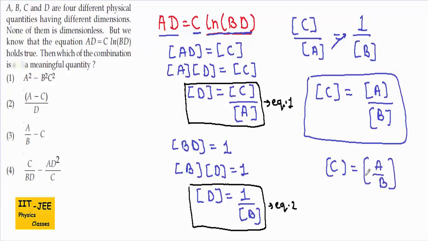So these two quantities have the same dimension, so they can be added or subtracted. You know the rule. The rule says quantities with the same dimension can be added or subtracted. So here you can see choice number 3. There A over B and C are being subtracted, and they both have the same dimension. So this choice is correct.